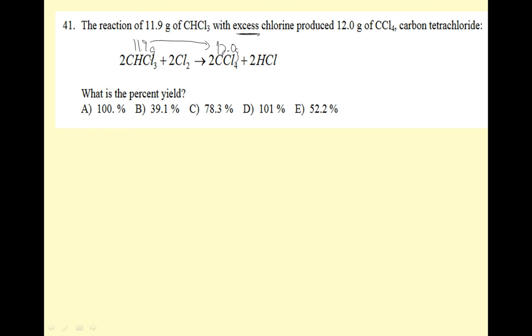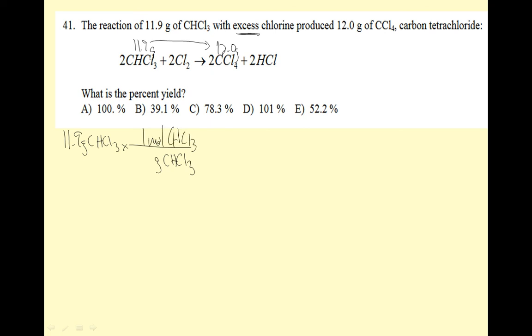So what we have to do is figure out how much you should have gotten. So 11.9 grams of CHCl3, except I forgot my CHCl3. And I'm going to convert into that same number. So grams of CHCl3. Why can't I get CHCl3 right? I mean, the name is so obvious. 1 mole of CHCl3.